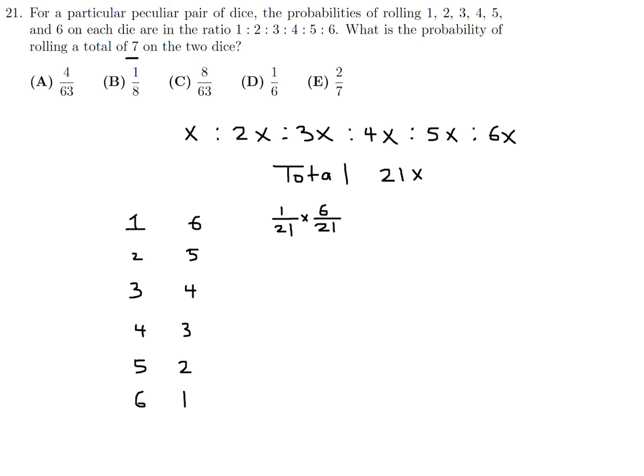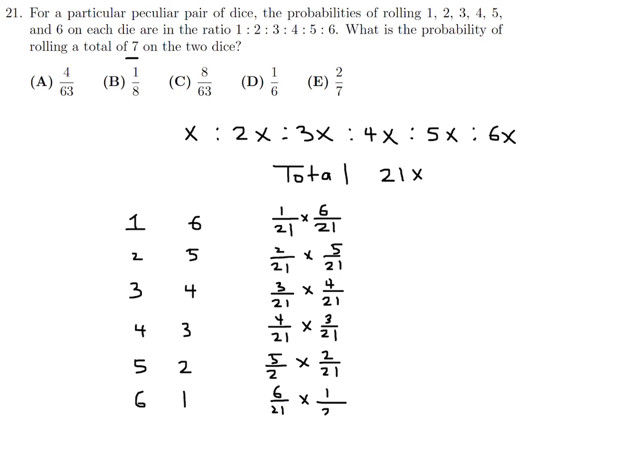And the second one, 2, what's the probability? It's 2 over 21. To get a 5, it's 5 over 21. And in a very similar way, 3 over 21 to get a 3, and 4 over 21 to get a 4. So 4 over 21 times 3 over 21, 5 over 21 times 2 over 21, and finally 6 over 21 times 1 over 21.